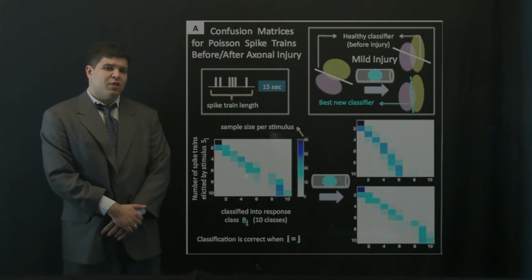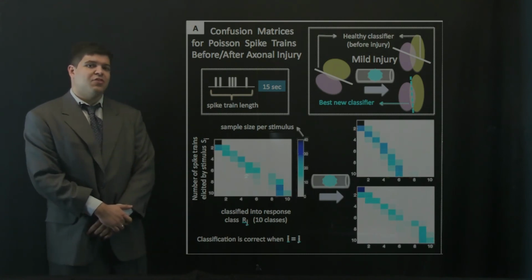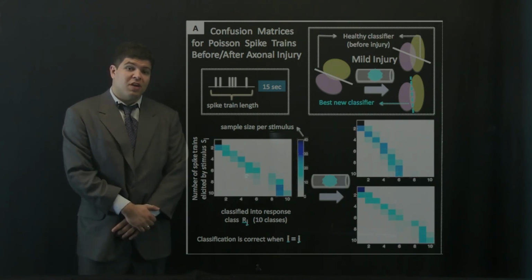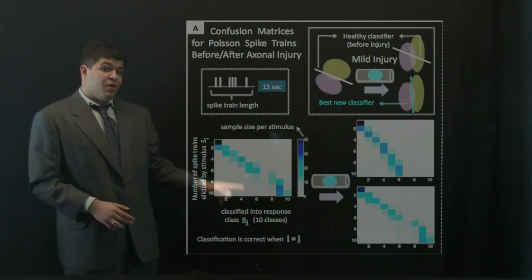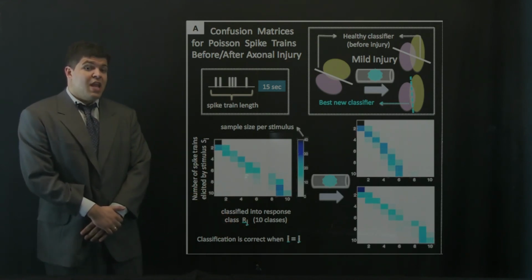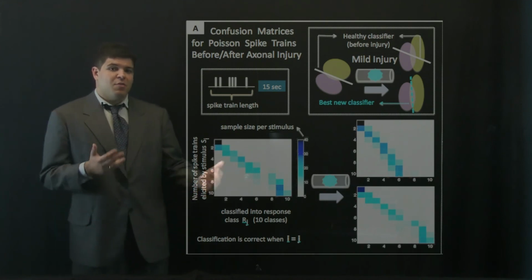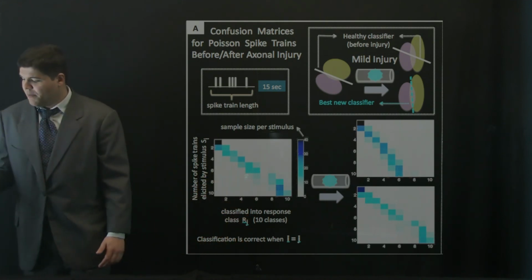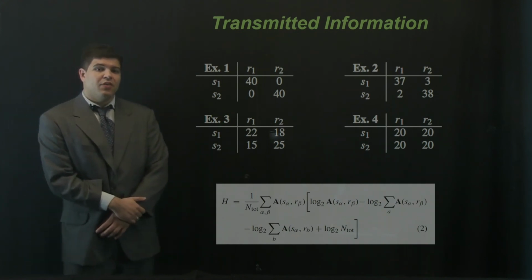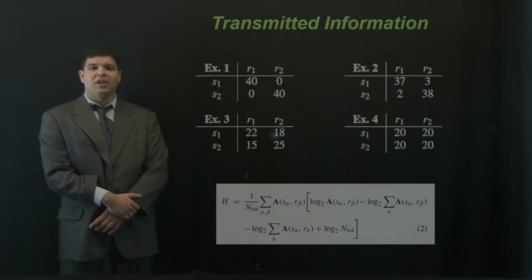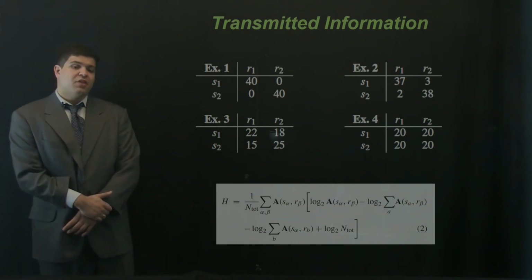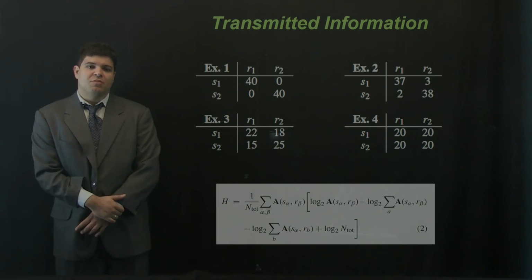So we performed a lot of simulations on this. I think we did 400 simulations for each family, for each one of the 10 classes, and saw how each one of them got confused, and then we encapsulated all that information into this confusion matrix. And these confusion matrices are very interesting because you can calculate what is called the transmitted information of the system based on this confusion matrix.